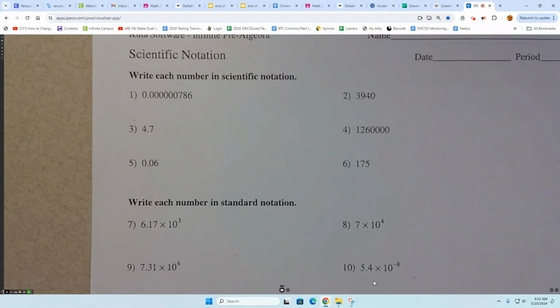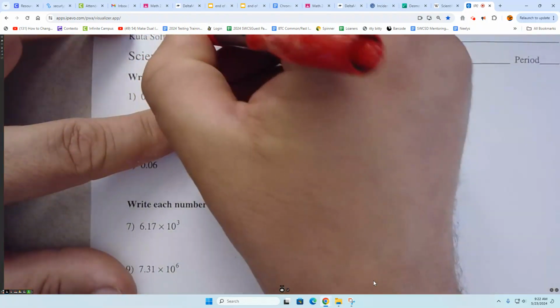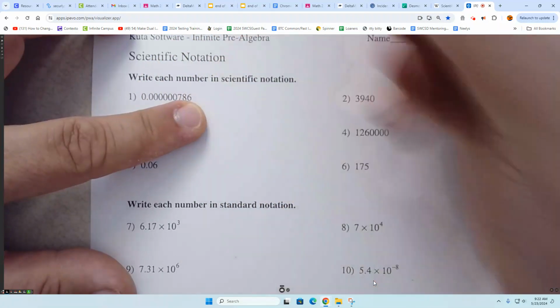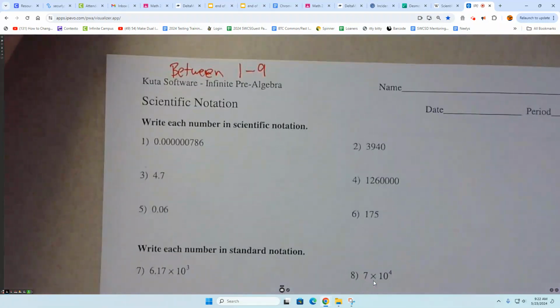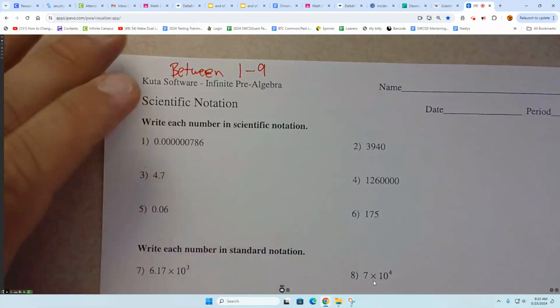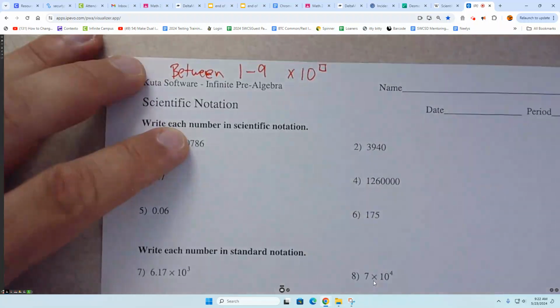So the thing you need to know about scientific notation, it's always a number between 1 and 9. Okay, so I want you to write this at the top. Between 1 and 9. And I kind of hesitate because I don't like that language, but we write it as a number between 1 and 9 times 10 to something.